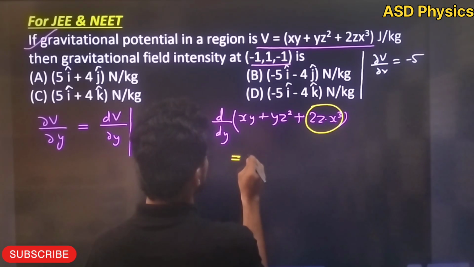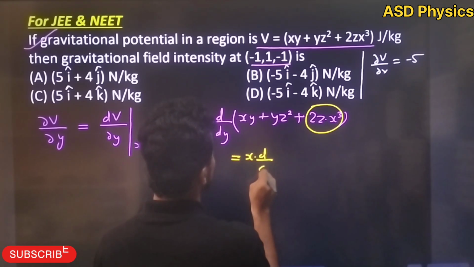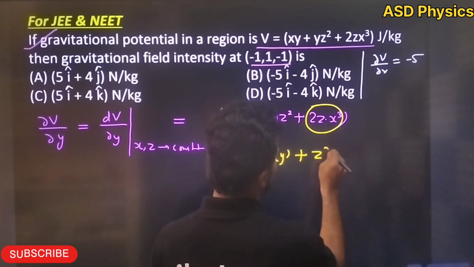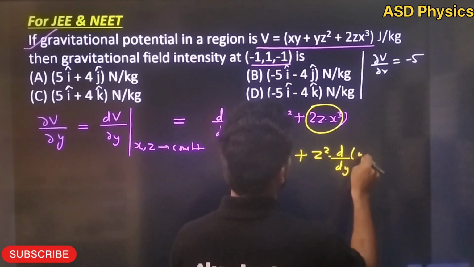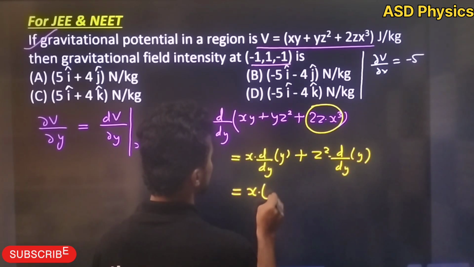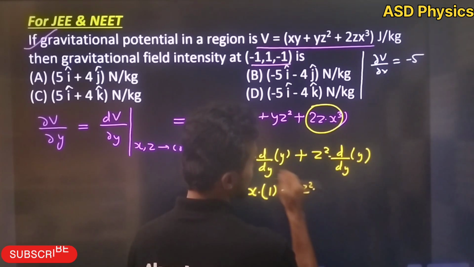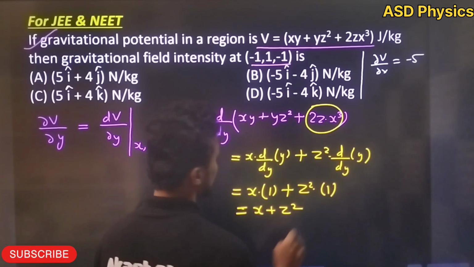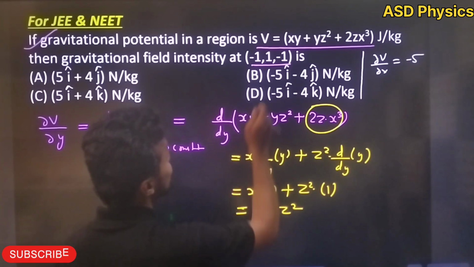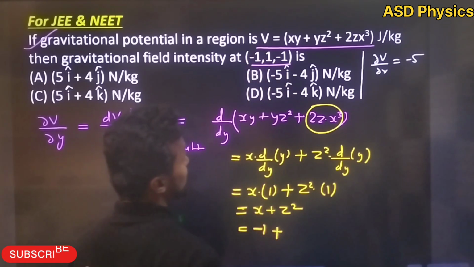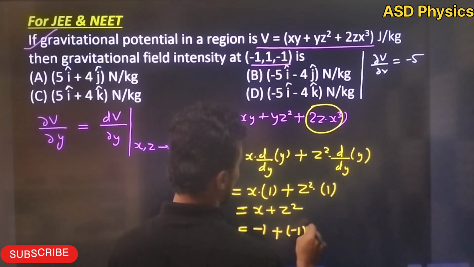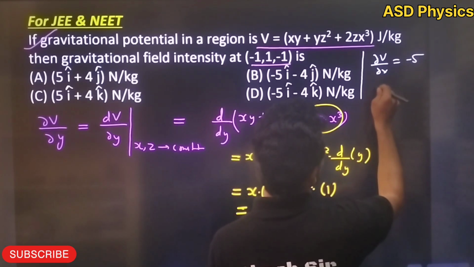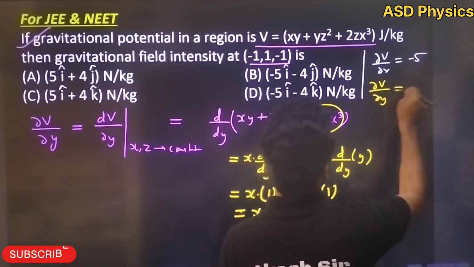Again, x is constant, so x times d by dy of y, plus z square is constant, times d by dy of y. So what will become here? x times differentiation of y, which is 1, plus z square times d by dy of y, also 1. That means it will come x plus z square. Now the value of x is minus 1, plus the value of z, minus 1 squared. So this value is coming 0. Let me write here itself: this del V by del y is coming 0.